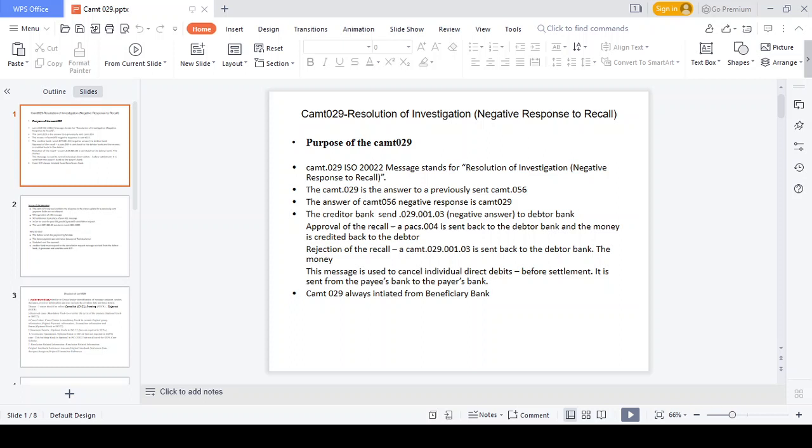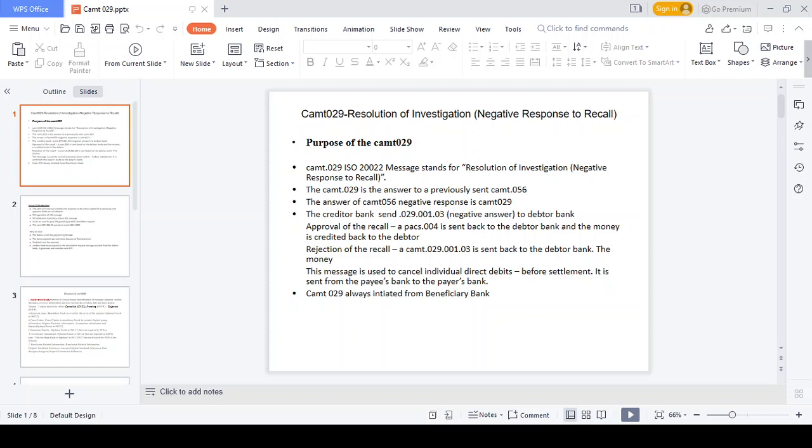First, we will look at the purpose of the camt.029 message. When should the camt.029 message be used? Whenever you initiate the cancellation request camt.056, at that time the payment should be settled from the beneficiary bank or beneficiary side. You cannot repay the payment to the debtor bank. At that time we get a negative response. That negative response is called camt.029, resolution of investigation negative response message.